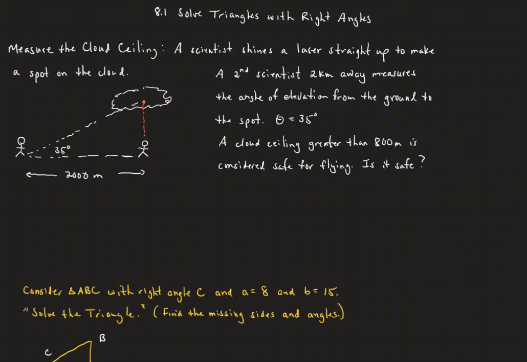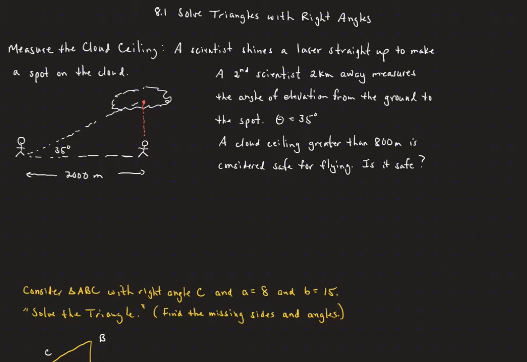A scientist shines a laser straight up to make a spot on the cloud. A second scientist that's 2 kilometers away measures the angle of elevation from the ground to the spot and finds out that it's 35 degrees. We are told that a cloud ceiling greater than 800 meters is considered safe for flying, and our question is, is it safe to fly?